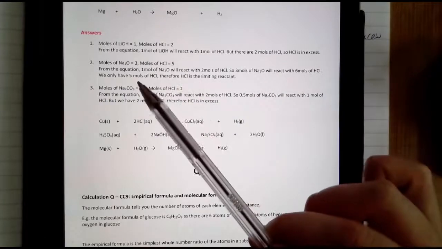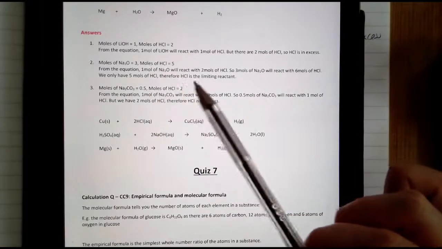But we've only got 5. We've just calculated that. Therefore, HCl is limiting. I don't have enough HCl. And you would need to write that as a sentence to communicate that, just as I've done in your answers.